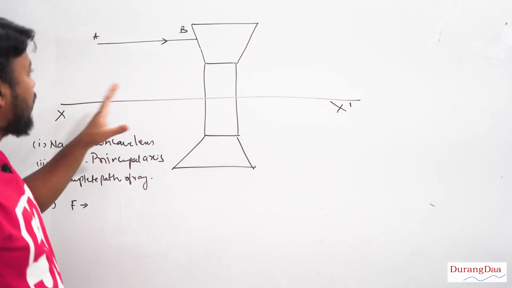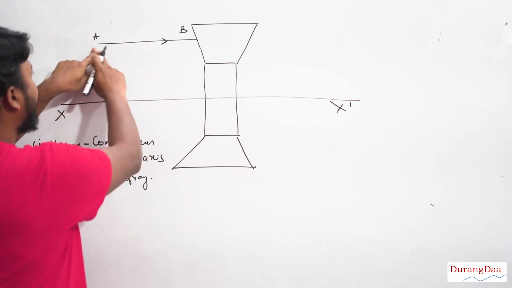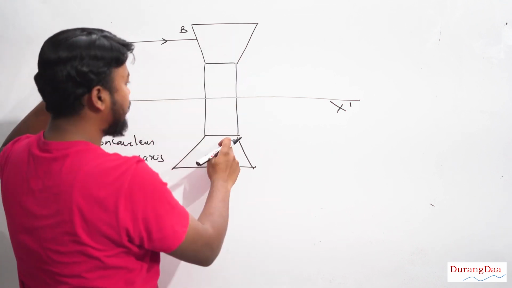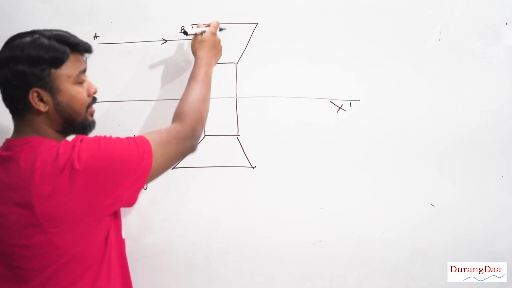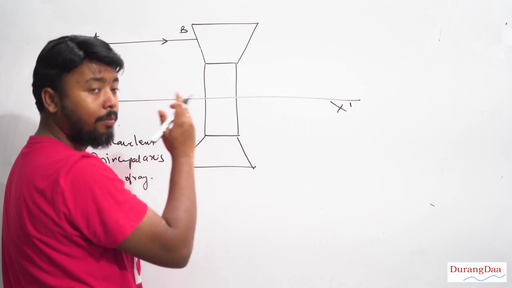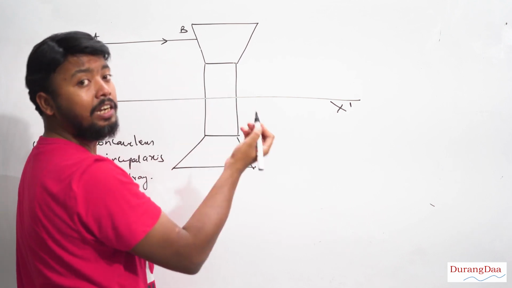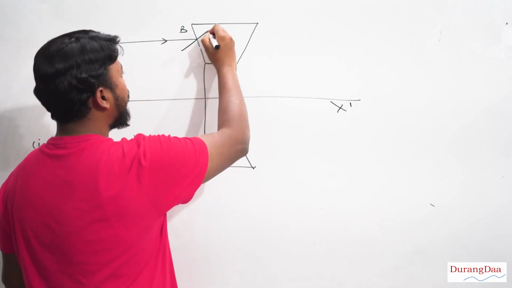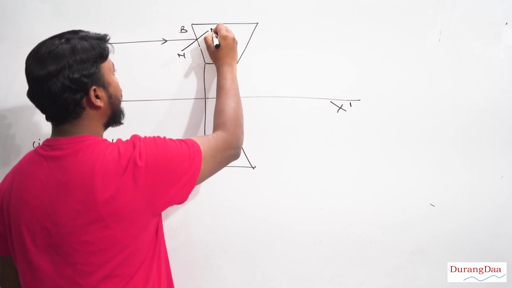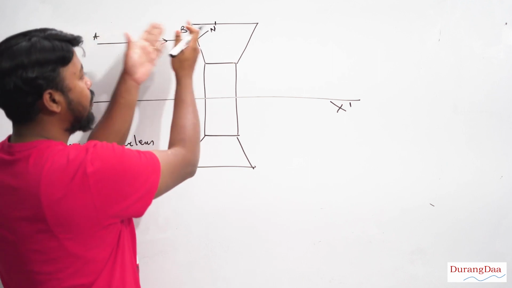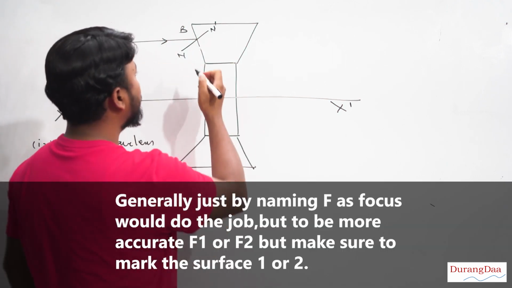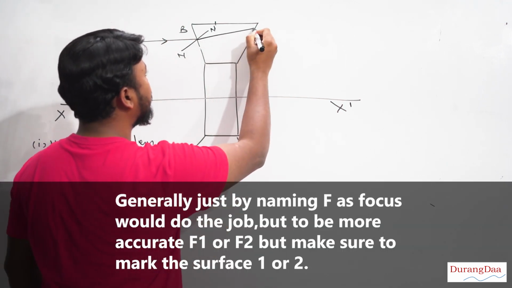After that, we have to complete the ray diagram. Ray AB is entering the lens here, and this ray is parallel to the principal axis. So what we have to do, because this is a thick lens, remember, so we have to show the details. Firstly, we will draw normal here, N dash. Now light is coming from a rarer towards a denser medium. So it will bend towards the normal like this.